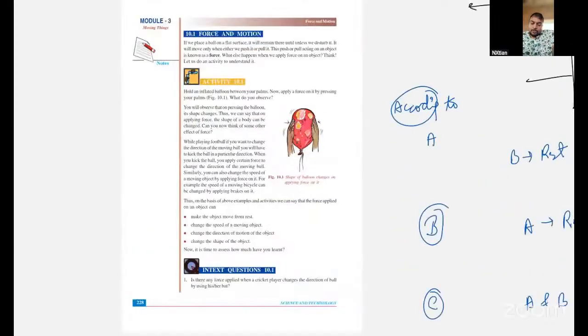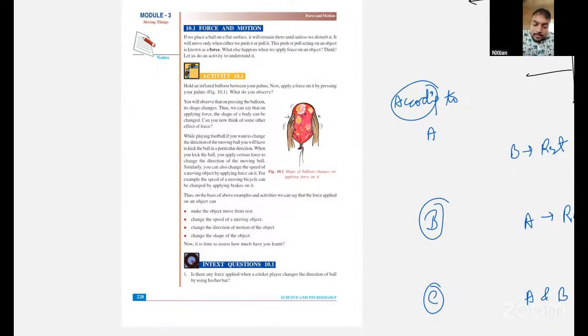Are you getting this? So what is force? Force is like motion, we got it. And now we will learn about force. What is force? Force is pushing and pulling of the object. If you push it, if you pull it, then you will find it is a force. Are you getting this? So we'll read this.